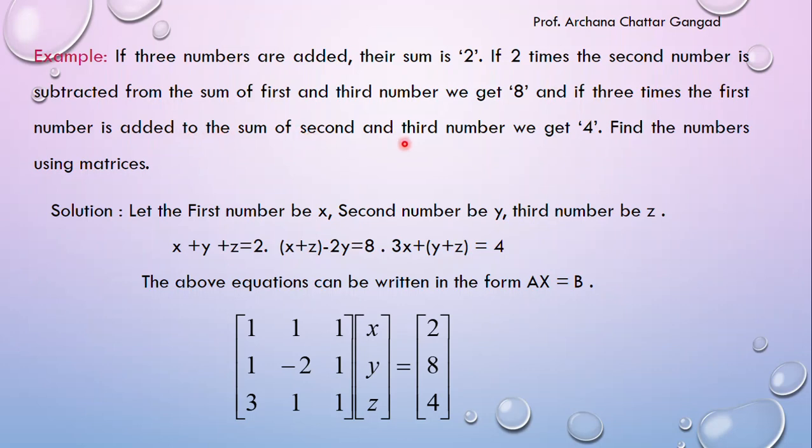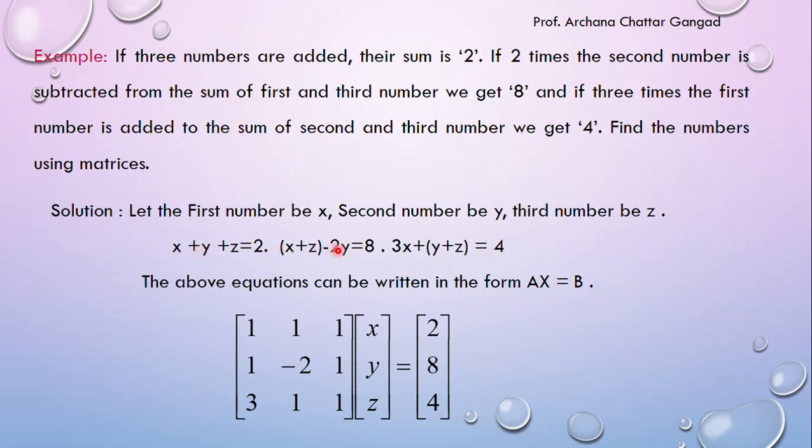अभी 3 times x कहाँ पे add करना है? Second and third number के addition में. So 3x plus y plus z equal to what we get? That number is 4. So from the given word problems we can convert it into the system of linear equation first and then follow the steps which we have already solved the problems.